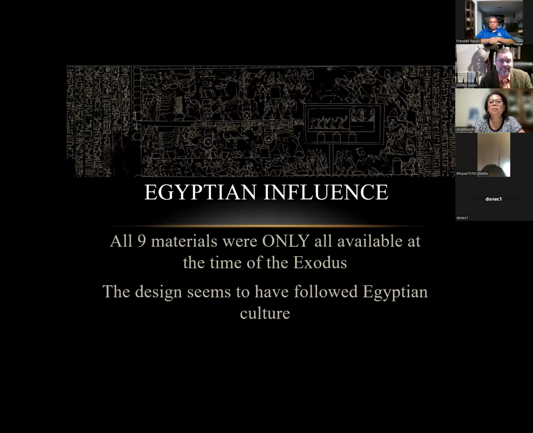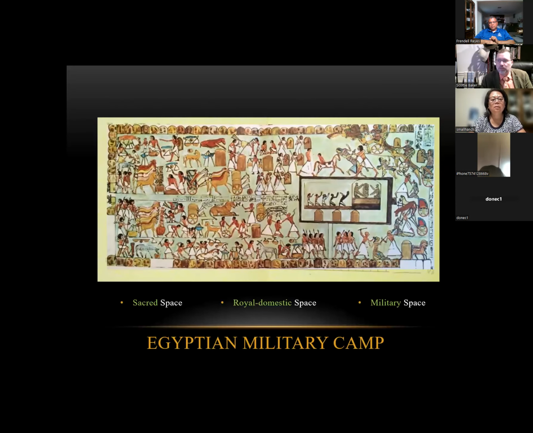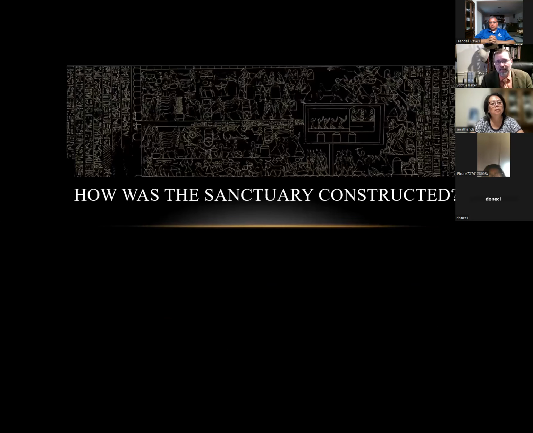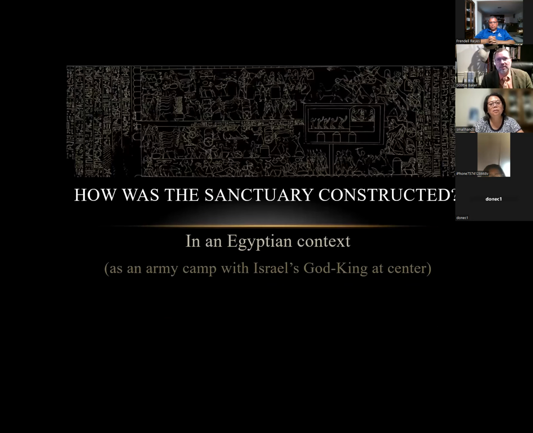And the design does seem to follow Egyptian culture. There's a lot of design elements, although God seemed to change things. So God used the Egyptian culture, but he changed some things. And sometimes maybe the lampstand is a new thing, maybe introduce some new things as well to it. So as you look at the Egyptian military camp, there's a sacred space, a real domestic space, a military space. It seems like God had his sanctuary made like an Egyptian military camp, at least with that concept. And so that's how I think it was made.